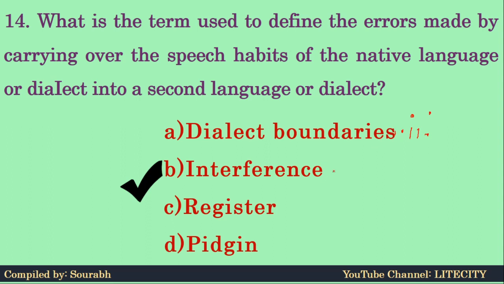Register is basically a variety in a language used for a specific purpose as opposed to social or regional dialect. So register is for a special purpose. We have already discussed about pidgin. It is a mixture of elements from different natural languages where speakers of different languages came into intensive contact and they are restricted to one particular group.